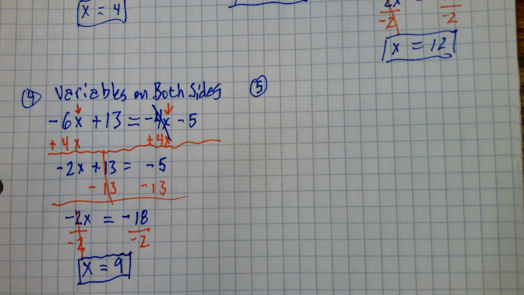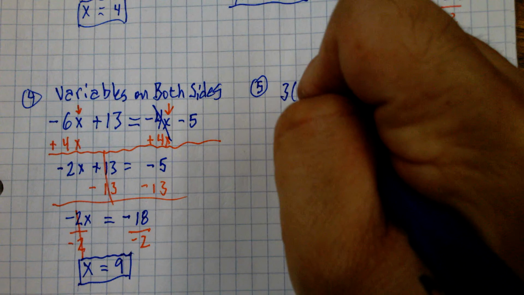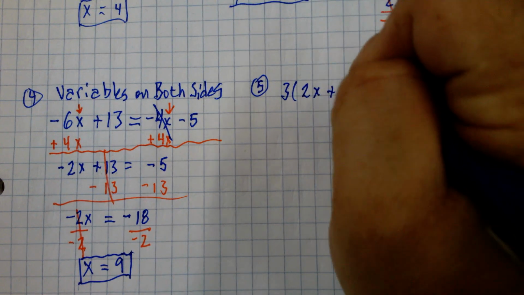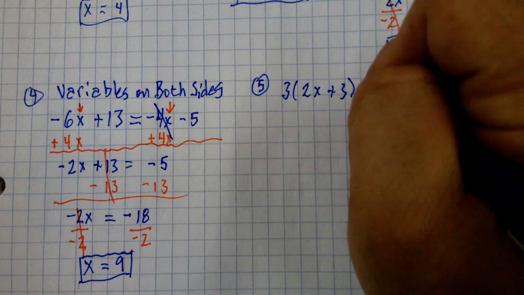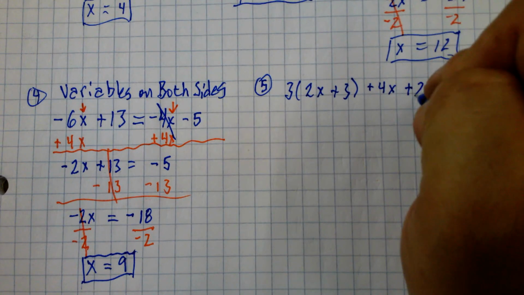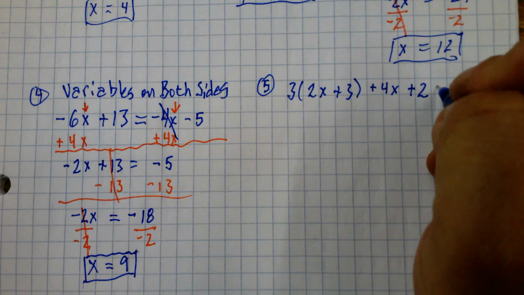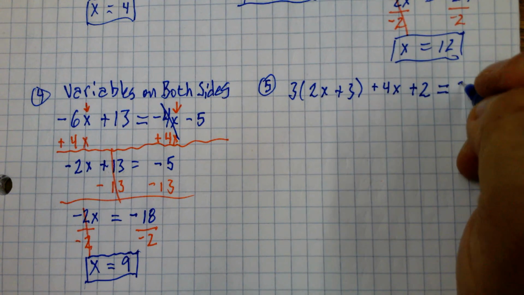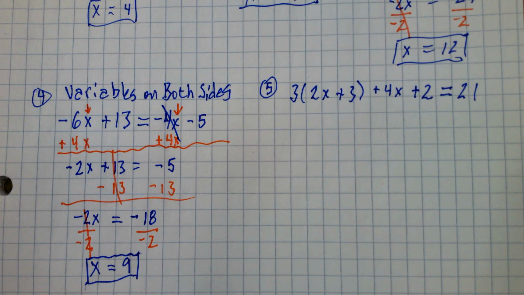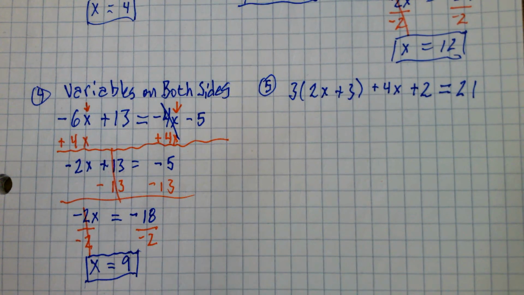So this last one is just a multi-step equation. 3 parentheses 2 times x plus 3 plus 4x and plus 2. Okay, make sure you have all of that. That's all on one side of the equal sign. Because on the other side, we have equals 21. Okay, so go ahead and write that down. So this is going to have like all the steps we've done, except for eliminating a variable on both sides.